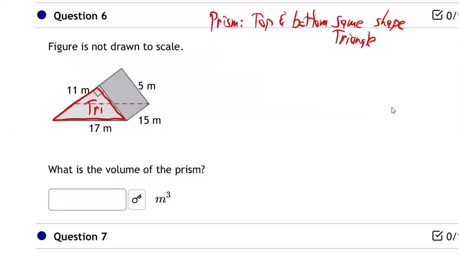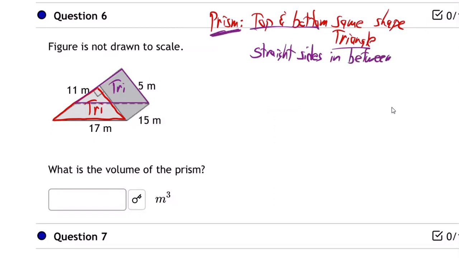And the back, if I can draw it very well, the back right there is also a triangle. So top and the bottom are the same shape triangle, straight sides in between. So this one's a prism laying on its side. So it is a prism.